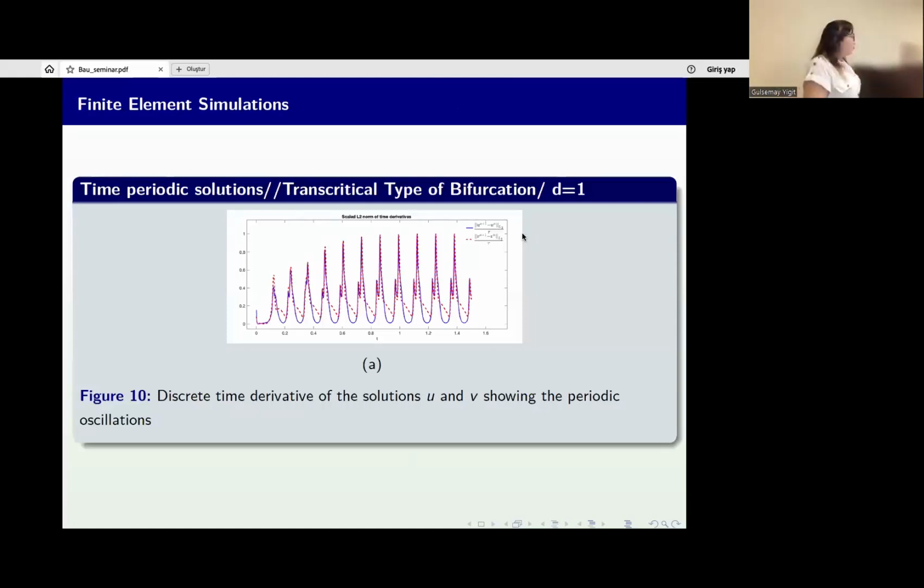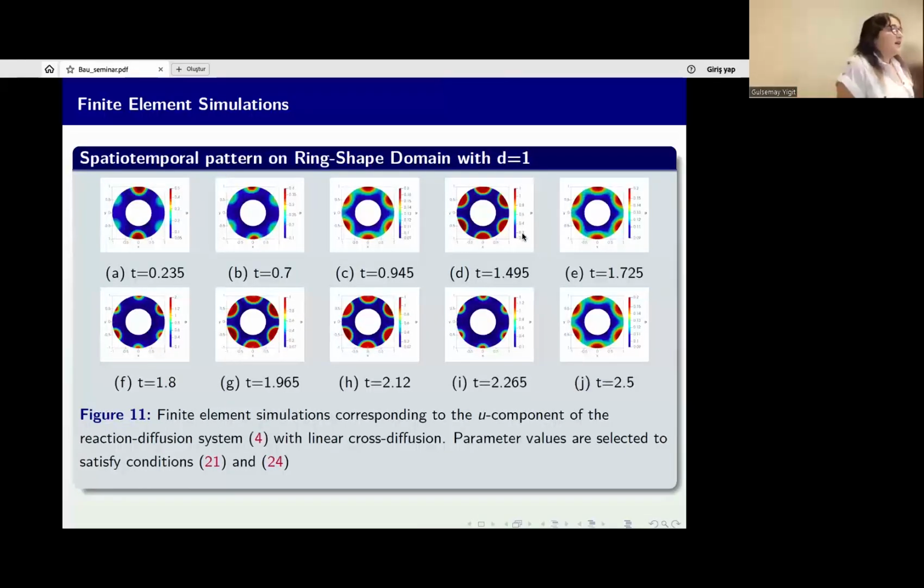From the L2 norm, one good thing is that it proves our numerical methods really work well, since we can see the periodicity in our L2 norm graph. The L2 norm graph shows you the time periodicity in the dynamics. This belongs to the same simulation. I just showed you the video. And I told you that the other geometry, the non-convex geometry, takes our attention as well.